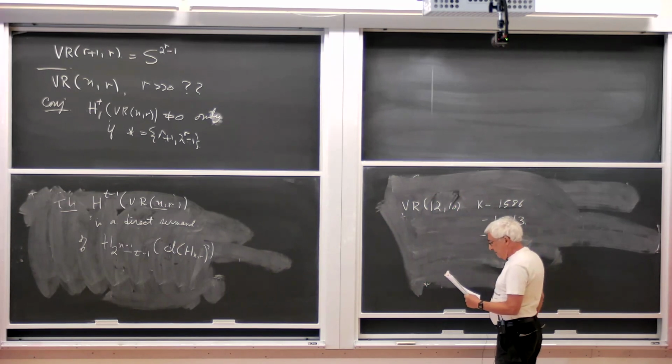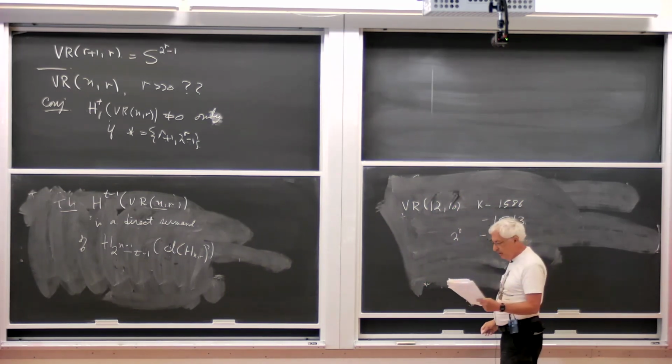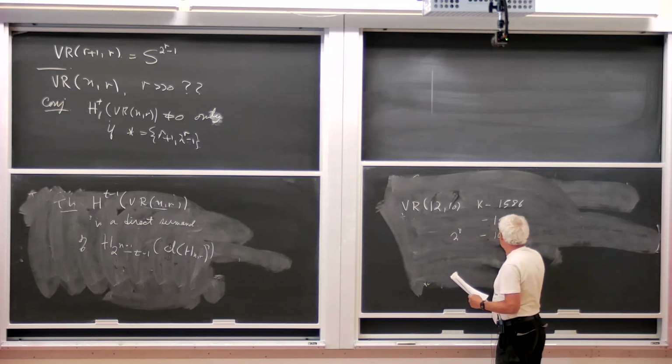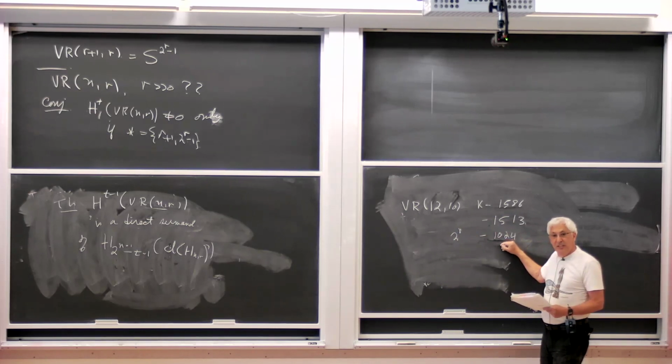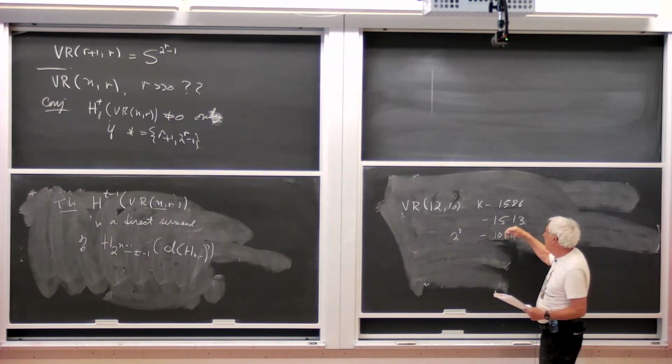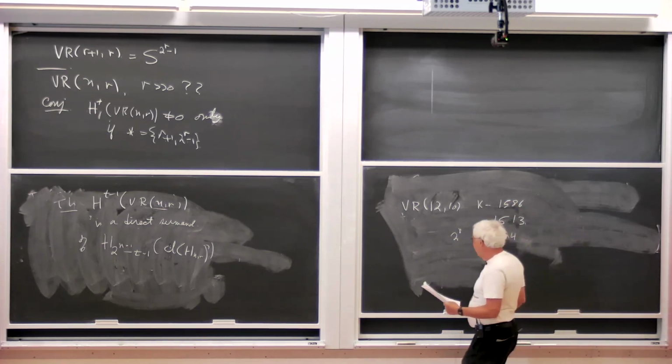And I should mention, we have non-zero classes in degree 2 to the r or 2 to the r minus 1. That's 1024 in this case. So we know there's non-zero cohomology here. We know absolutely nothing from here to here. This is our result. And we've improved on this that much.